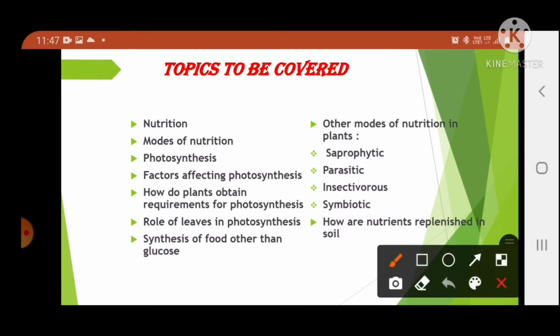In our previous modules, we read about nutrition, modes of nutrition, photosynthesis, factors, how plants obtain requirements, the role of leaves in photosynthesis, how other food is synthesized, saprophytic mode of nutrition and parasitic mode of nutrition. In this module, we are going to learn about insectivorous, symbiotic, and how nutrients are replenished in the soil. So let's start.